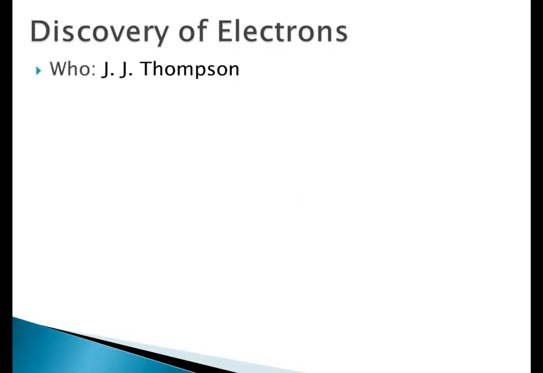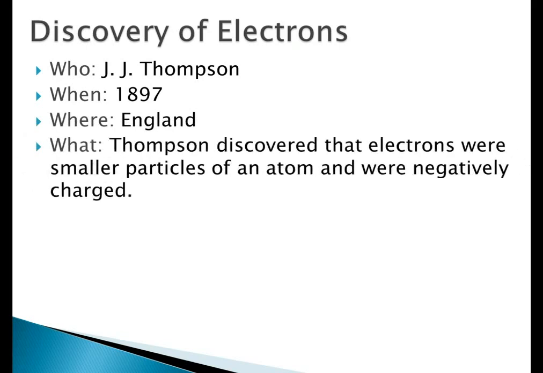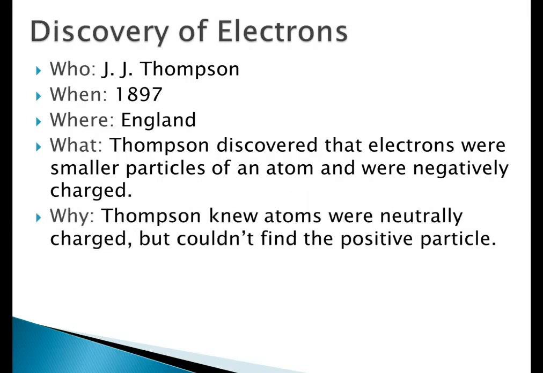Discovery of electrons. J.J. Thomson in 1897 in England. Thomson discovered that electrons were smaller particles of an atom and were negatively charged. Thomson knew that atoms were neutrally charged, but he was trying to figure out if there were opposite charges attracting. Couldn't find a positive particle.